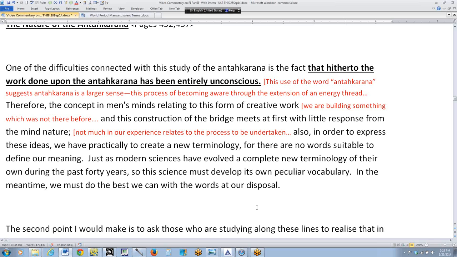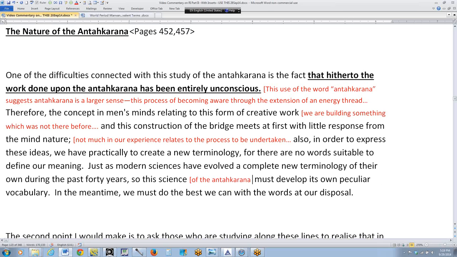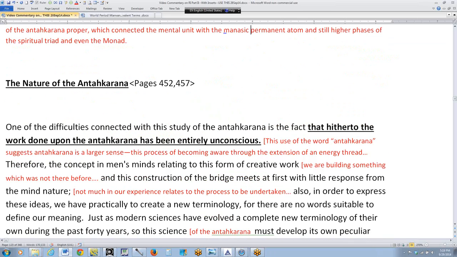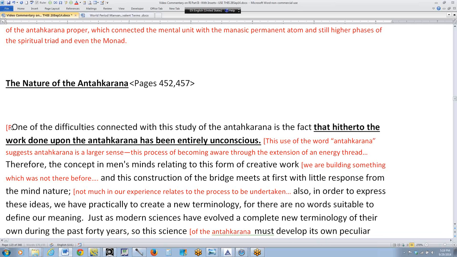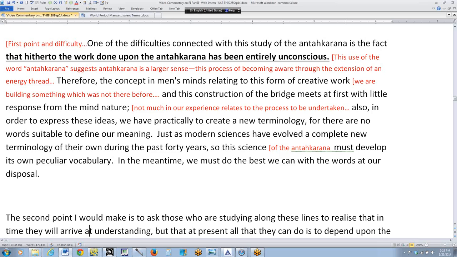So this science of the Antahkarana must develop its own peculiar vocabulary. In the meantime, we must do the best we can with the words at our disposal. All right. So this was the first point and difficulty. Now we come to a second point.